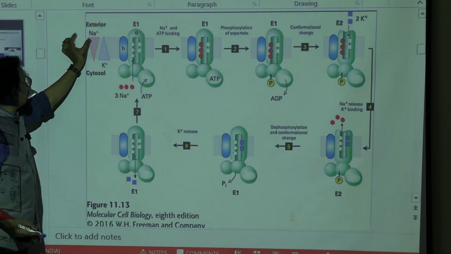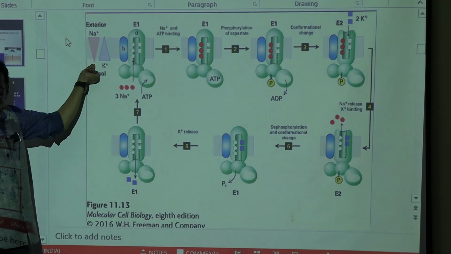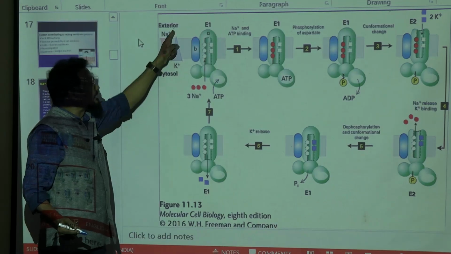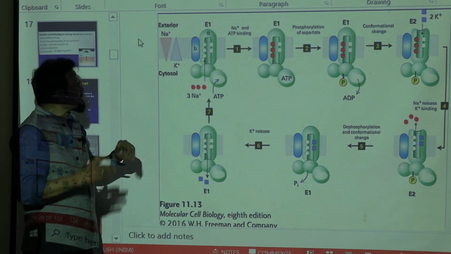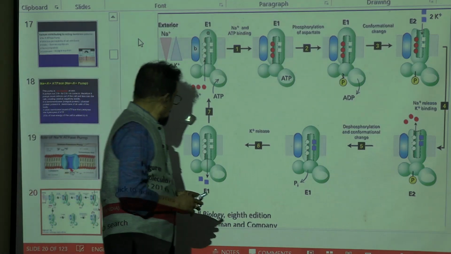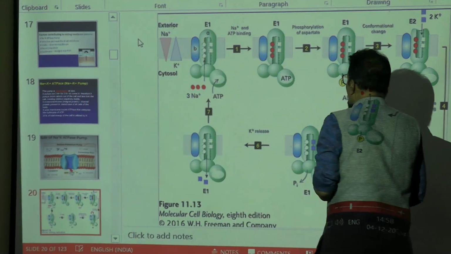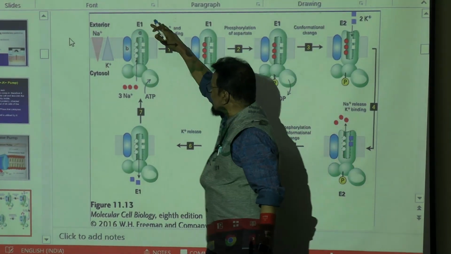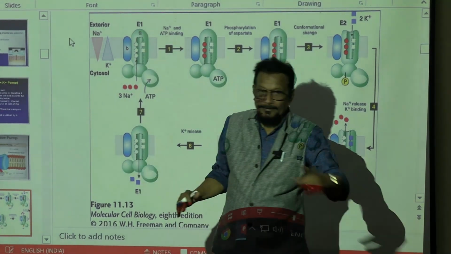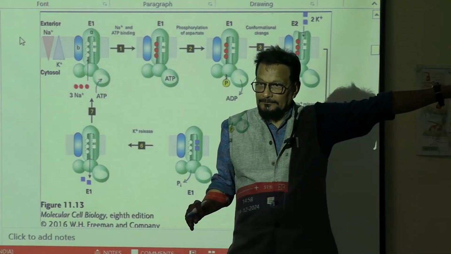Outside, sodium ion is more; inside it is less. This is outside, this is inside. Here potassium ion is more, here it is less. That's why its shape is like this. So by some means sodium entered, so I have to send them back.